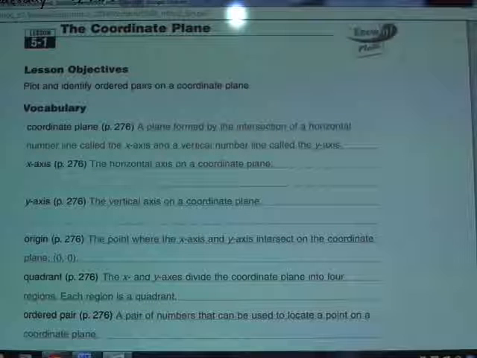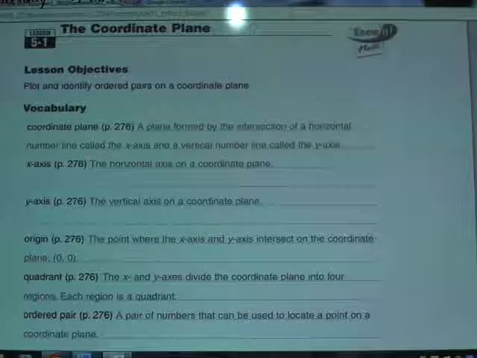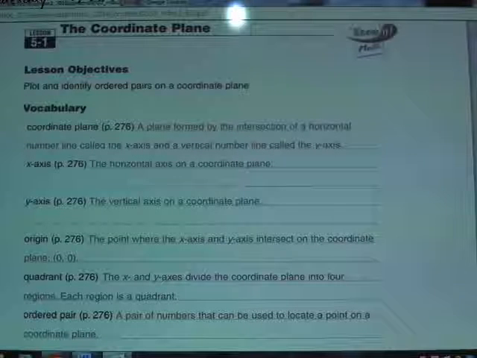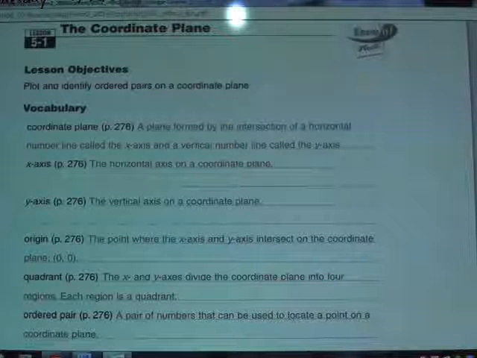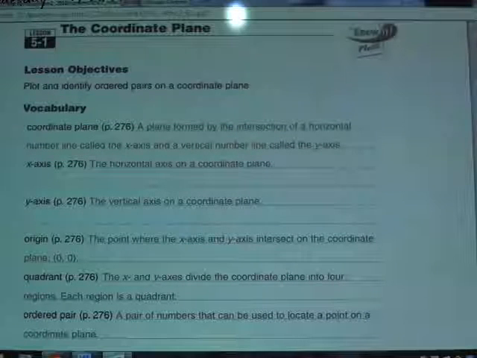This is a presentation of Chapter 5, Section 1 in the 7th grade textbook, The Coordinate Plane. Go ahead and start off with the definitions here. Start off with the definition of what the coordinate plane is.